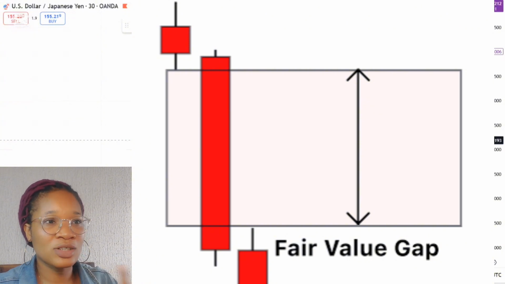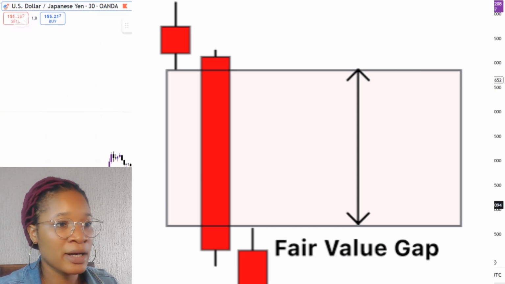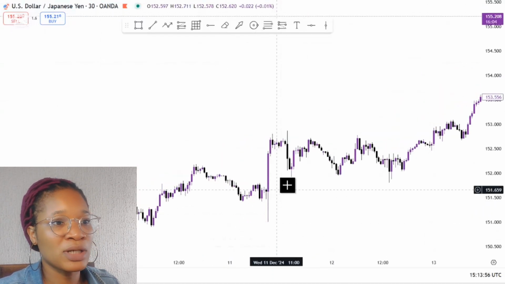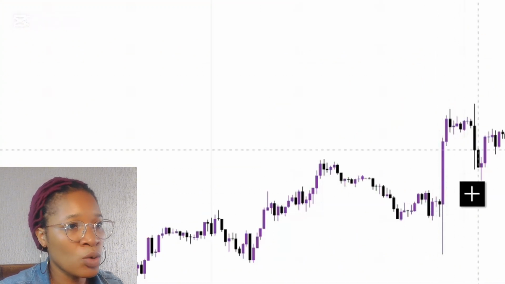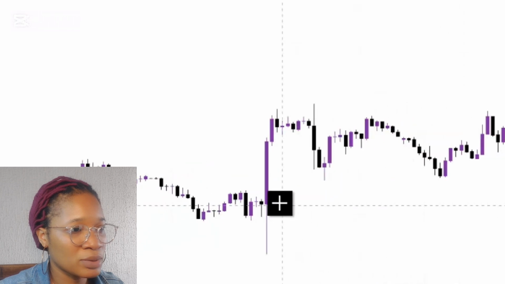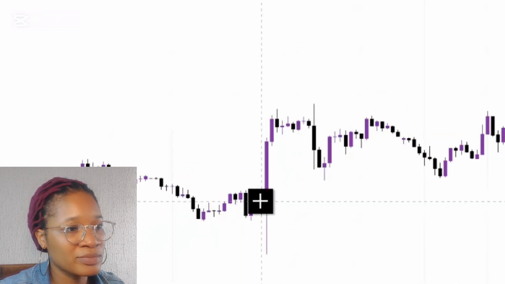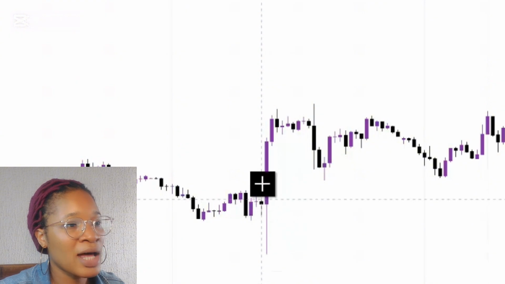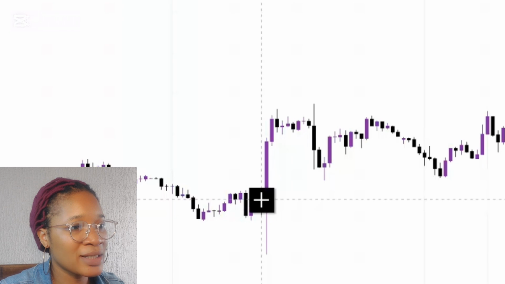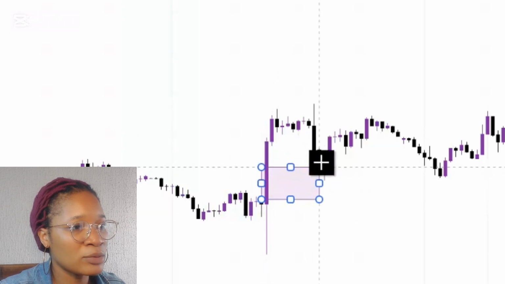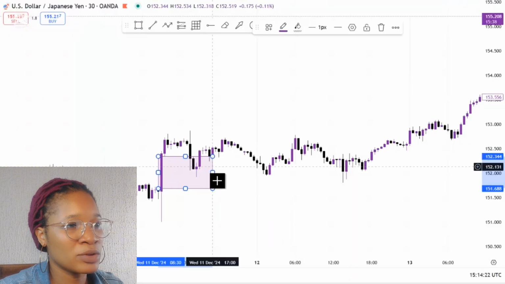So let's just stop talking and go back to the chart. So this is an uptrend, right? I have seen a three candle formation. I'm looking for the space between the low. This is the low. Let's see if this would be okay. So yeah, we can zoom out. This is the high of the first candle, and this is the low of the third candle, right? So this space between here and here is what I'm looking for.